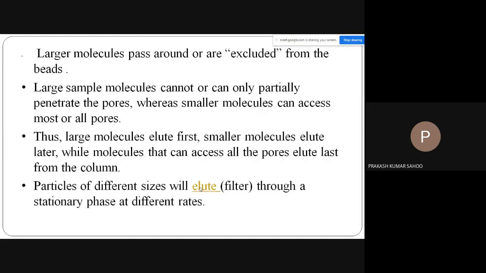We will also have some figures after this slide. Larger molecules pass around or are excluded from the beads, because larger molecules are not able to be trapped in the bead. Large sample molecules cannot or can only partially penetrate the pores, whereas smaller molecules can access most or all pores. Thus, large molecules elute first. That means they are separated first. Smaller molecules elute later, while molecules that can access all the pores elute last from the column. Particles of different sizes will elute through a stationary phase at different rates.